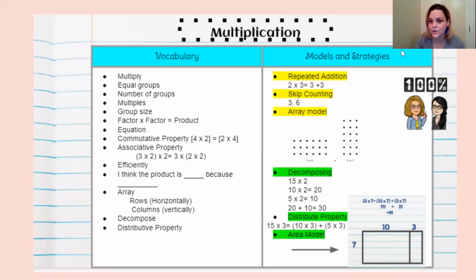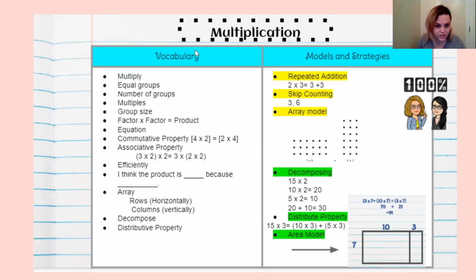So as you remember in class, we used to always go over our vocabulary, our anchor chart, just so that we make sure that as mathematicians, we're using the correct vocabulary. So I say, you say: multiply, equation, number of groups, multiples, group size, factor times factor equals product, equation. I think the word up there was equal group, sorry guys. Equation, commutative property, like 4 times 2 is the same as 2 times 4.